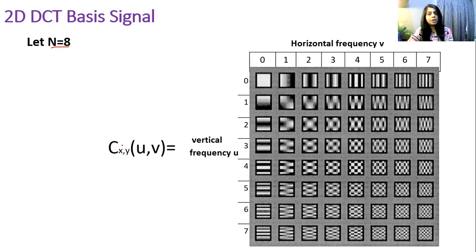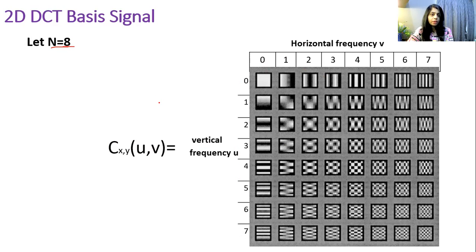For an N by N image, C(U,V) is given by this, where this is the horizontal frequency V and this is the vertical frequency U. Here V equals 0, V equals 1, V equals 2 and so on up to 7, because U and V vary from 0 to N minus 1. Our N is 8, so it will vary from 0 to 7. U is also varying from 0 to 7.